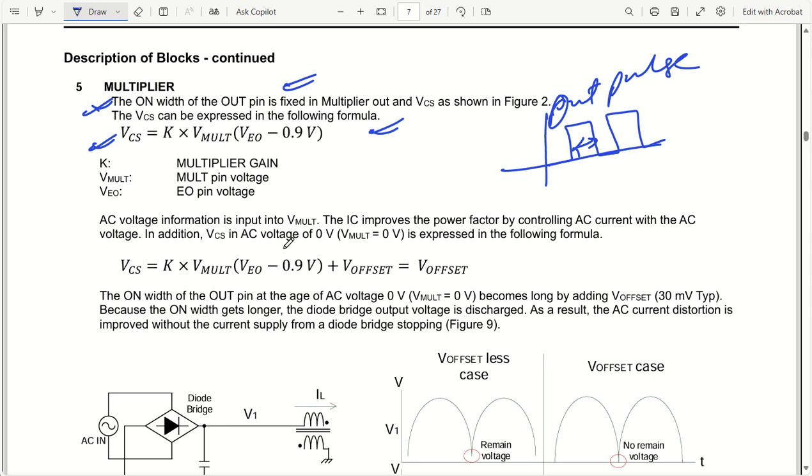This is how we will be utilizing this particular formula to decide our R1 and R2 at the multiplier pin. Basically at the input, the rectified output will be there. So let us say R1 and R2 is this, and this will go to my multiplier pin. We'll do that also during our circuit design, but however this is how it is going to work.